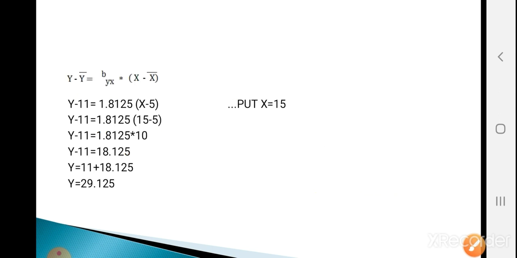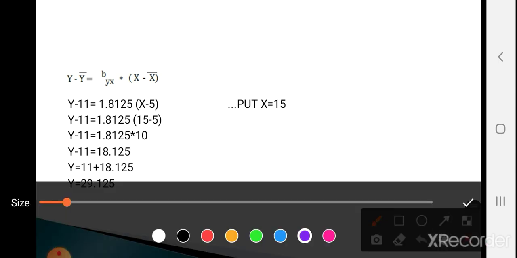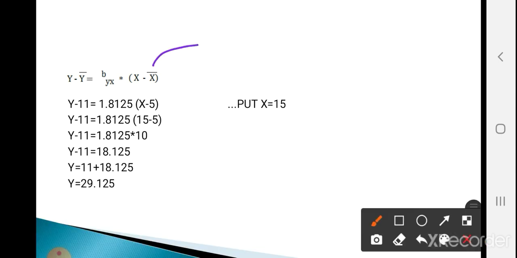Now the least square principle y on x formula is y minus y bar is equal to byx into x minus x bar. So just plug the values of x bar, byx and y bar in the formula. So y as it is, y is the variable, y bar value is 11. So 11, byx value is 1.8125 into the x variable. So write down as it is, and x bar is 5.